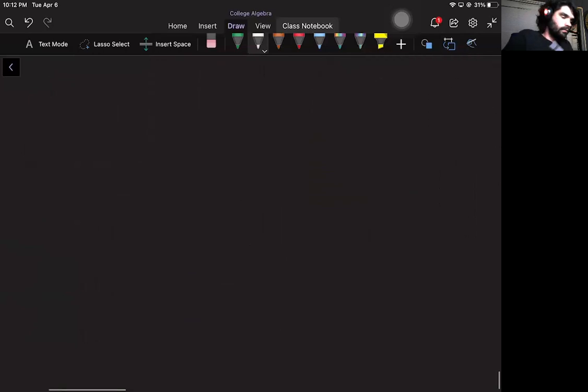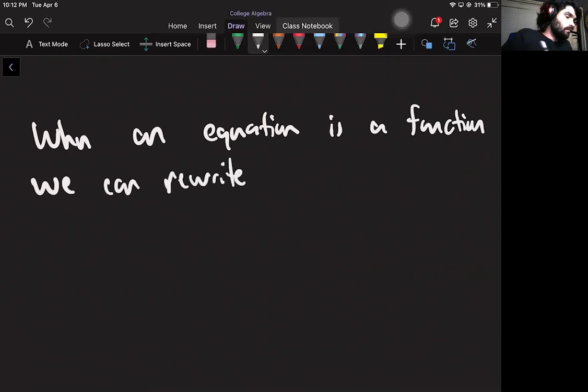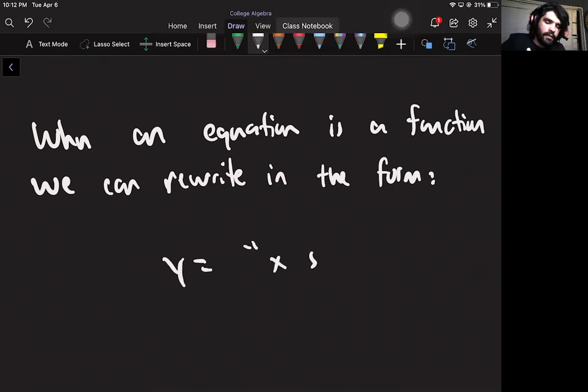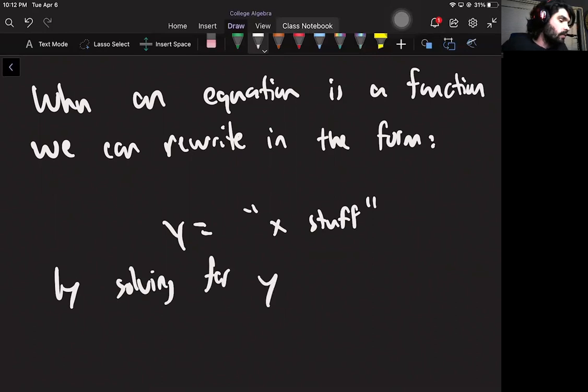Okay. So then what can we do with functions? So we can draw them. They pass the vertical line test. What else can we do? So when an equation is a function, we can always rewrite it as y equals, and then I'll just say x stuff. Basically, we can get y on one side using algebra and everything else on the other side by solving for y. This will always be doable if it's a function.